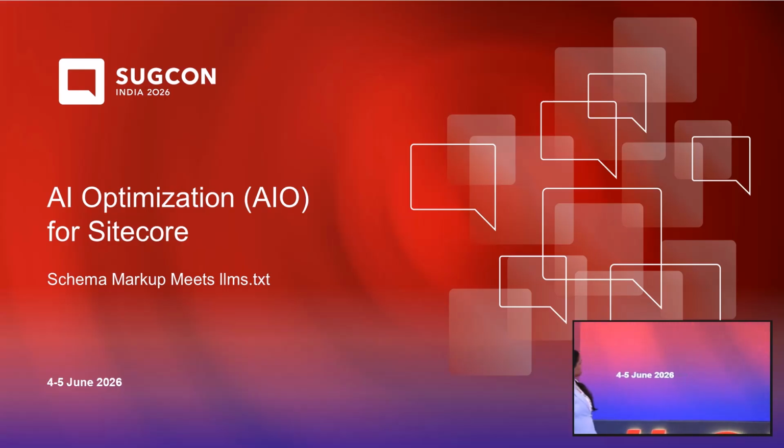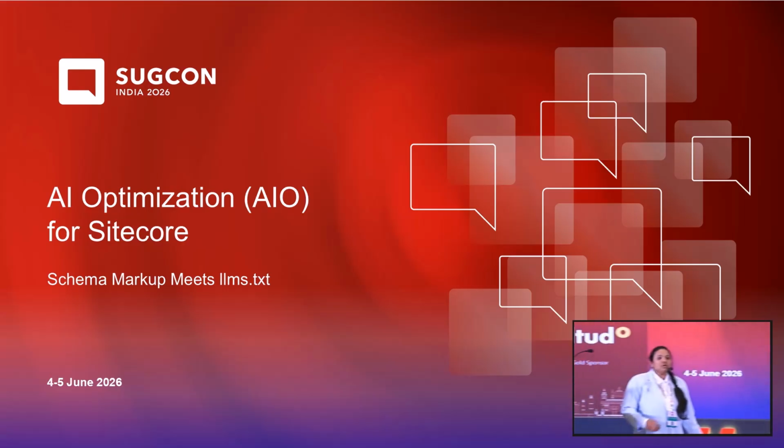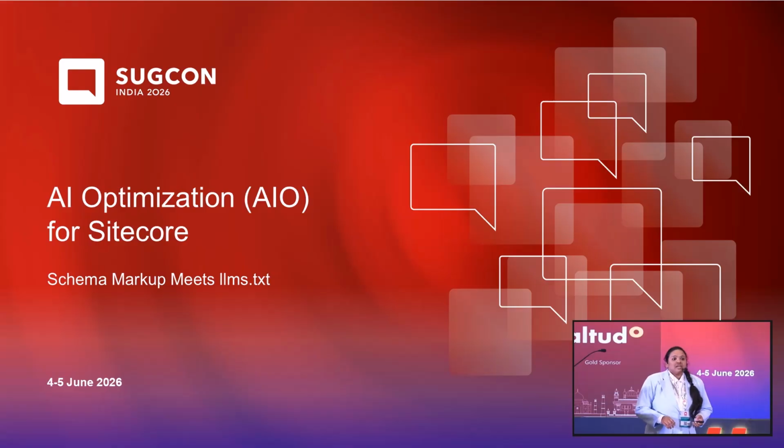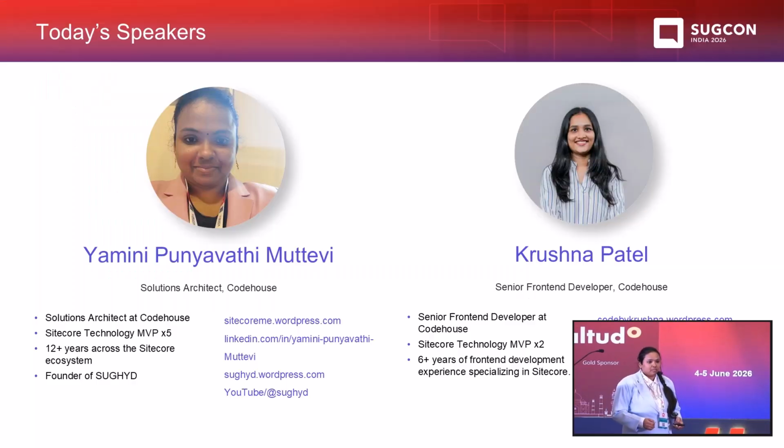In this session, we are discussing AI optimization for Sitecore, where we are dealing with two implementation approaches. One is schema markup, and the second is the llms.txt file. I'll cover the strategy, architecture, and content models, whereas Krushna will cover the front-end implementation with Next.js.